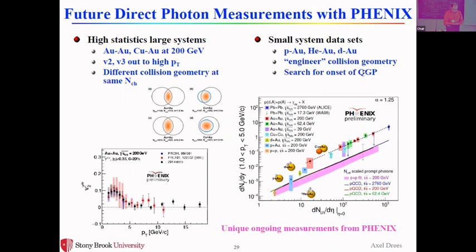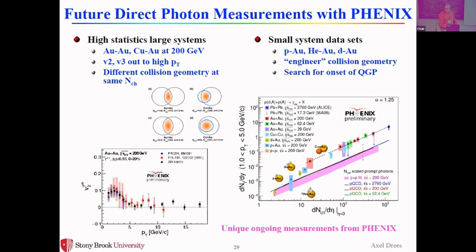I summarized that here. There are high statistics from copper-gold, which we're looking into, and gold. We haven't fully analyzed the v2 and v3 from these high energy data sets. And you can have different collision geometry at the same number of charged particles. We'll see what that additional information will contribute. We have some preliminary data that has been shown previously from Run 14 that shows a strong v2 like we have seen before, then very little at high momentum. We also have small systems. We've shown preliminary data before. We're in the process of finalizing those that will populate, together with the copper-gold, this lower range.